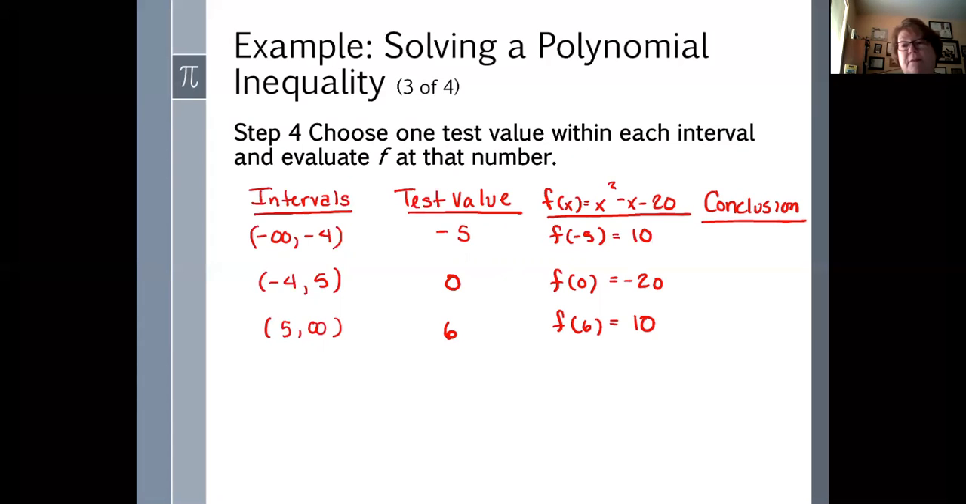So the conclusion I have here, 10 is a positive number. So for every number in the interval from -infinity to -4, the value of my function will be a positive number for all of them. So if I evaluated this function at -6, I would get a positive number. If I evaluated it at -7, it would be positive. For every value in that interval, the function will be positive.